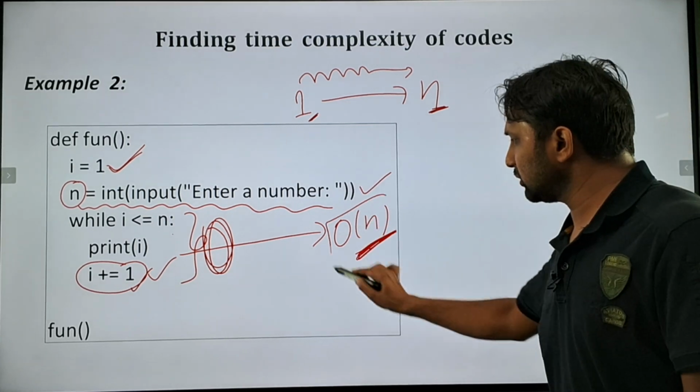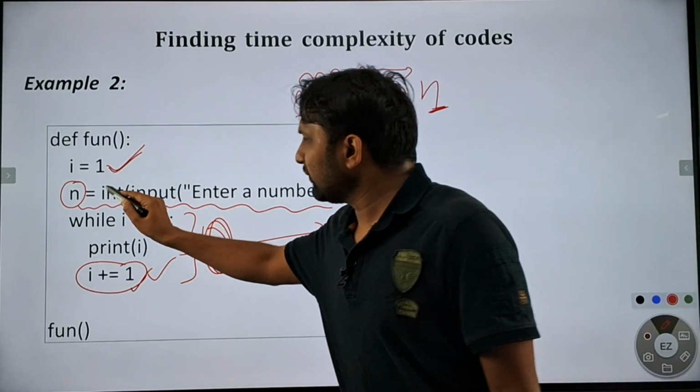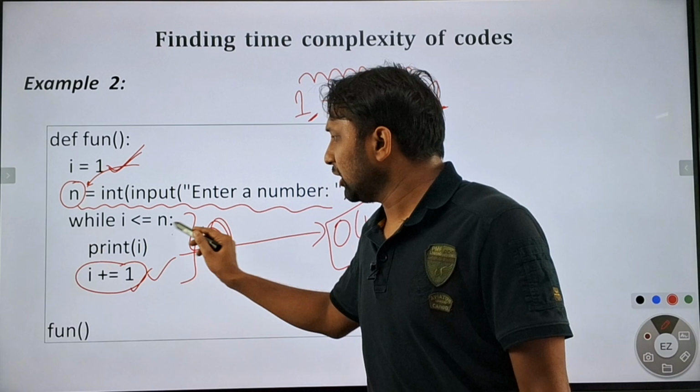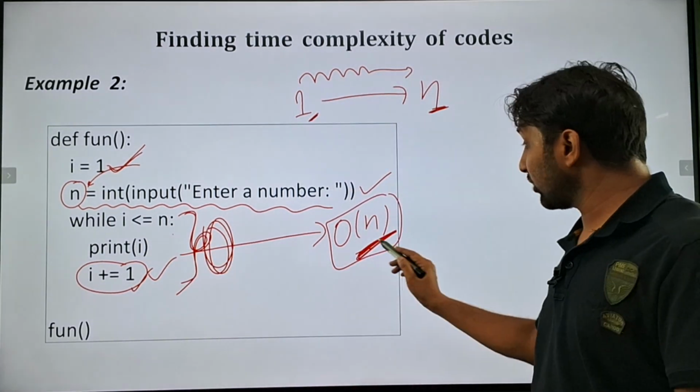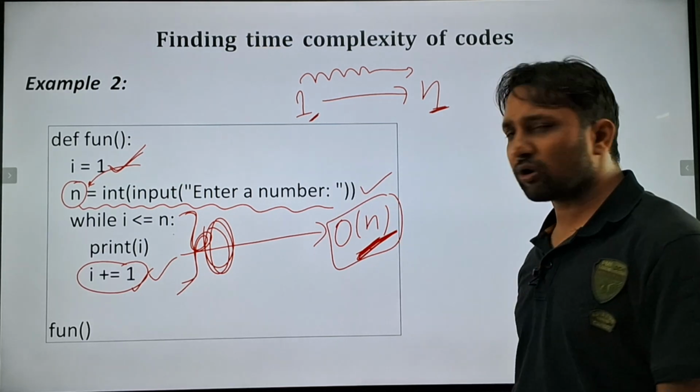Simple. You put it into this category now. So whenever the user says that my input is n, so he needs to wait for n time to print this output. So complexity is order of n.